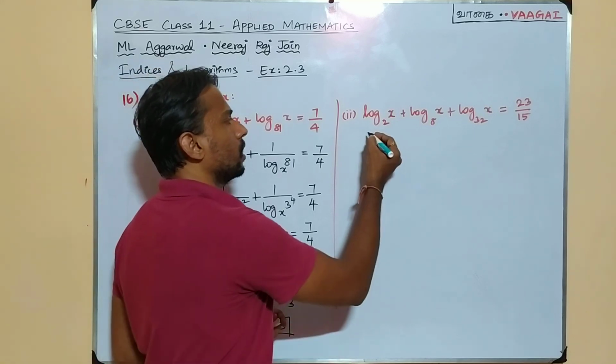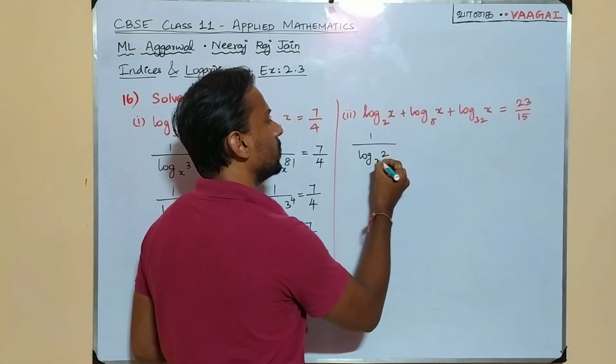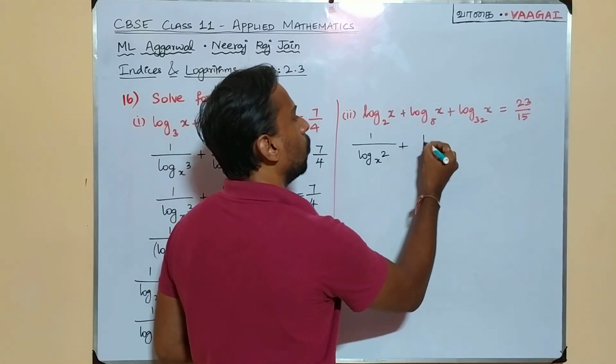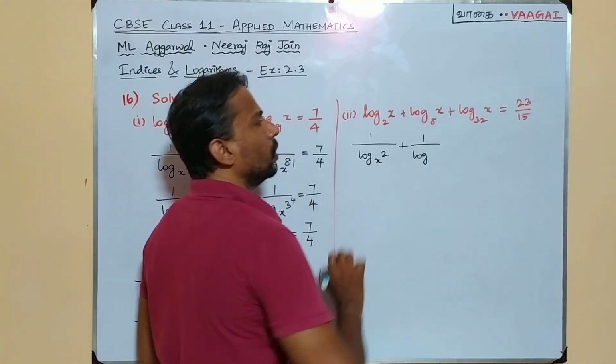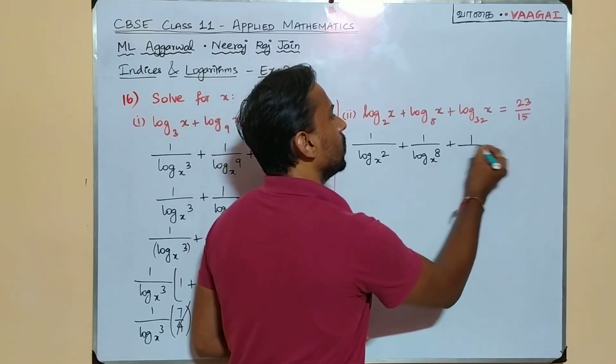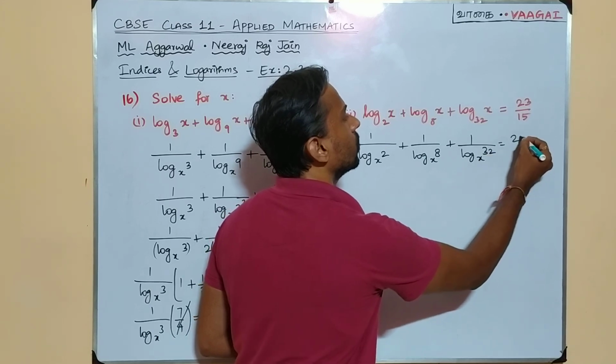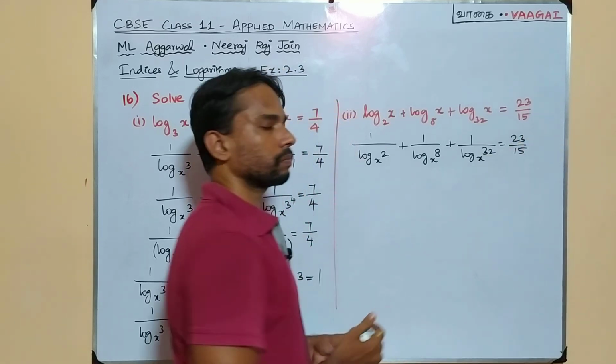Okay, what I am going to do is, here also I am going to write 1 by log of 2 to the base x plus 1 by log of 8 to the base x plus 1 by log of 32 to the base x is equal to 23 by 15. This is what we'll get.